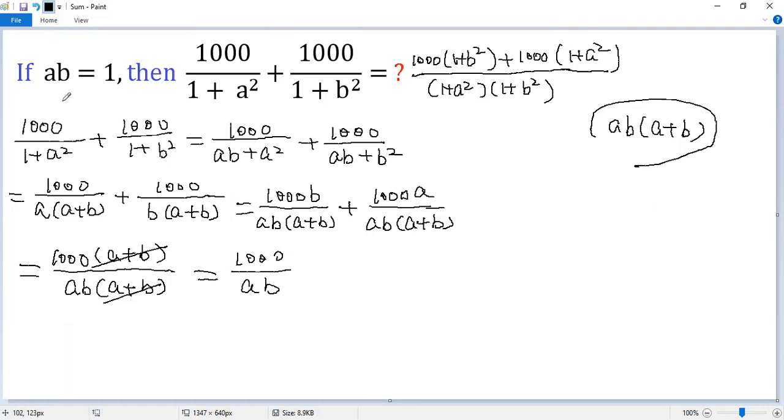But we know a times b equals 1. So we get 1000 over 1. So the final answer is 1000.